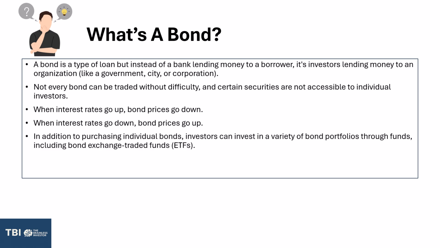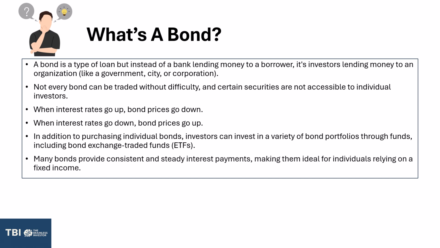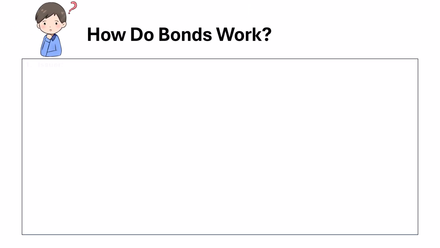In addition to purchasing individual bonds, investors can invest in a variety of bond portfolios through funds, including bond exchange traded funds (ETF). Many bonds provide consistent and steady interest payments, making them ideal for individuals relying on a fixed income. Now you know what's a bond, so how do they work?